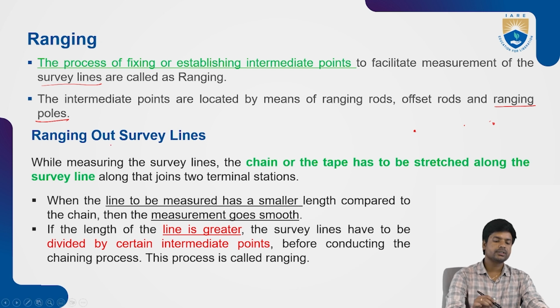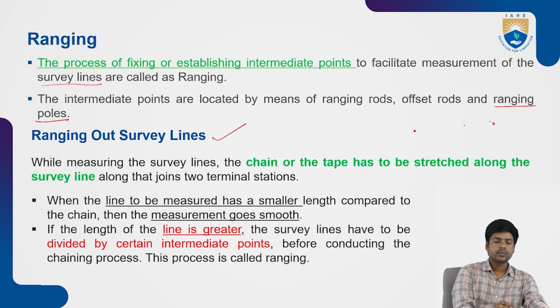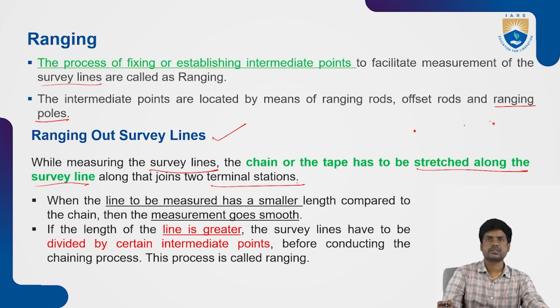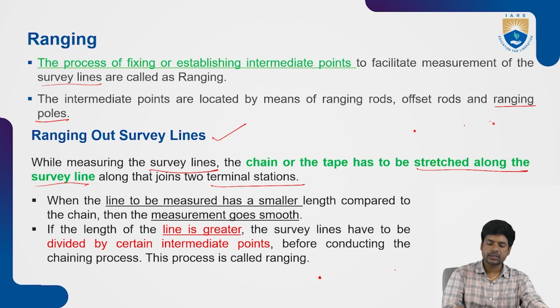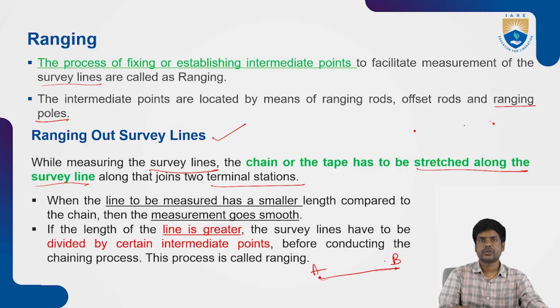Now, ranging out survey lines. While measuring the survey lines, the chain or tape has to be stretched along the survey line that joins two terminal stations. Whenever you want to range the survey lines, we take two endpoints. When you want to measure the distance from this point to this point, we place the chain or tape stretched without any undulations or sagging. When the line to be measured has a smaller length compared to the chain, then the measurement goes smoothly.